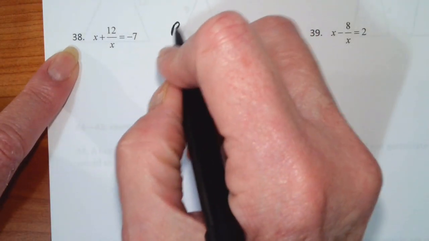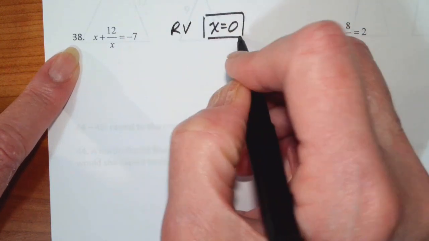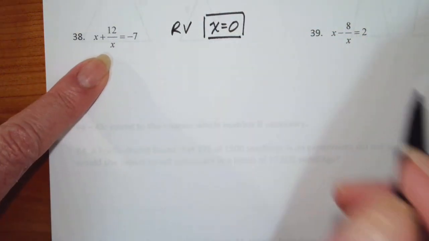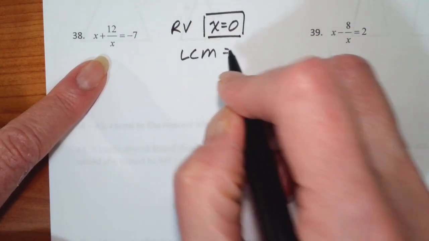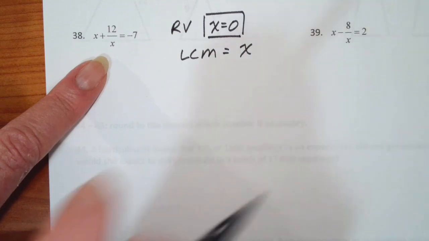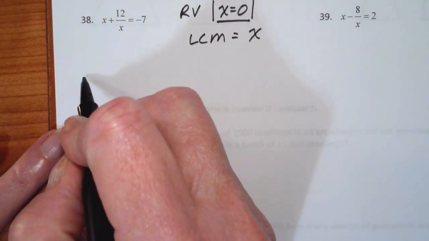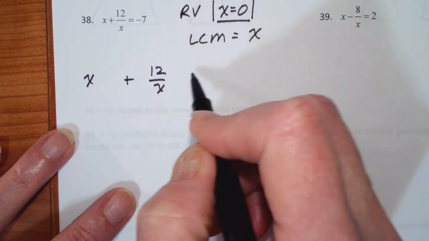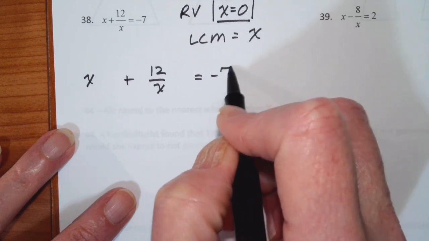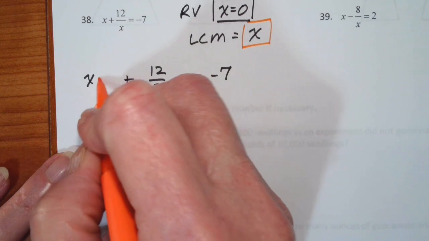Okay, so for 38, the restricted value, x is 0. If x is 0, it makes this term undefined, so the whole thing is undefined. And there's only one element in my denominator, so my LCM is just x. So I'm going to take each term in here and multiply it by x, my least common multiple.